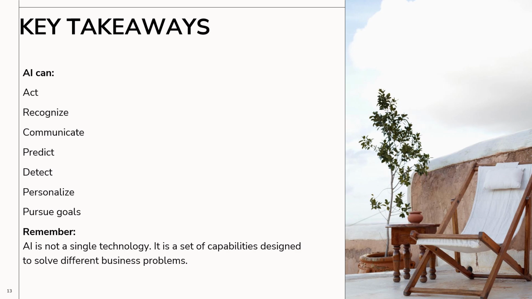If you remember only one thing from today's session, remember these 7 words. AI can act, recognize, talk, predict, detect, personalize, and pursue goals. Those are the 7 AI patterns. Once you understand them, you'll begin recognizing AI in every business process around you.